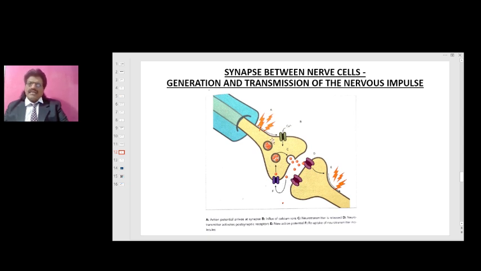So this is about the synapse between nerves, the generation and transmission of the nerve impulse. A is the action potential arriving at the synapse. B is the influx of calcium. C is the neurotransmitter release. D is the neurotransmitter activating the postsynaptic receptor. E is the action potential, and F is the reuptake of the neurotransmitter molecules.